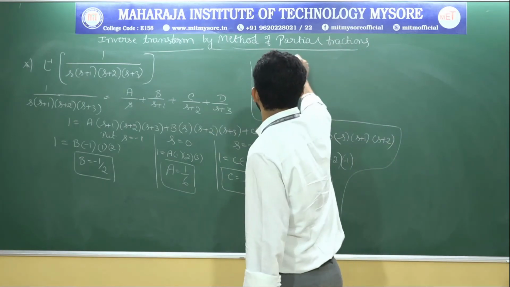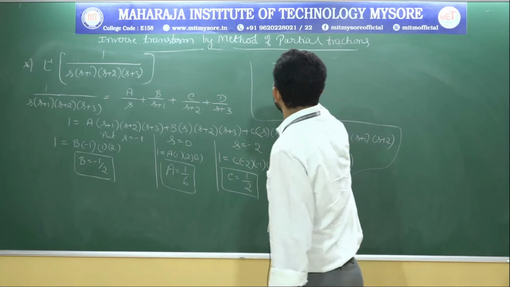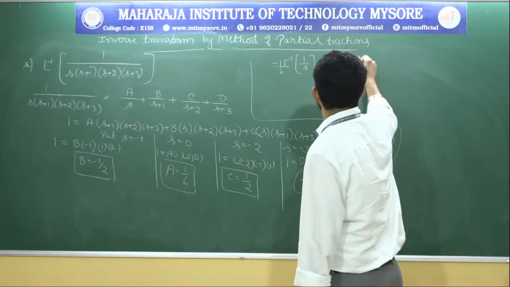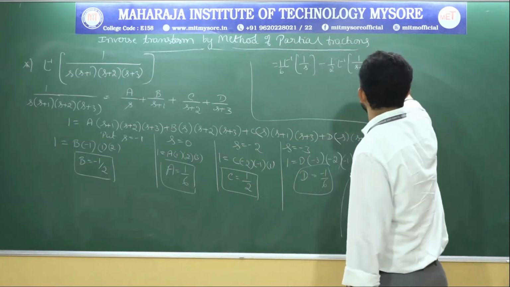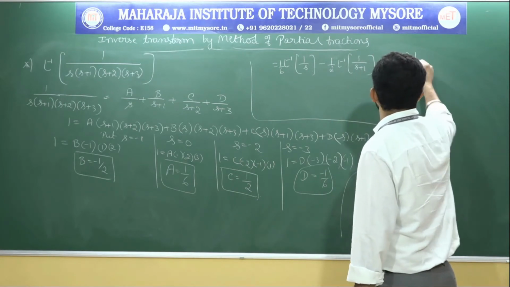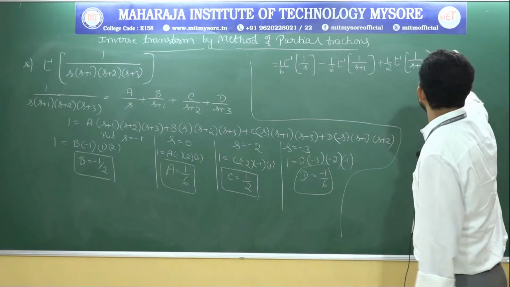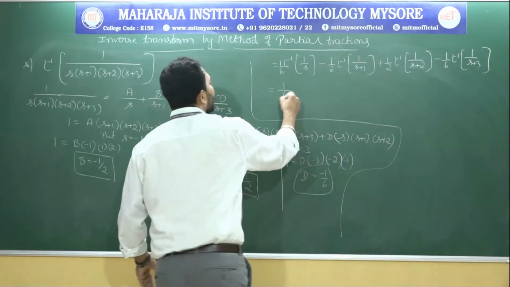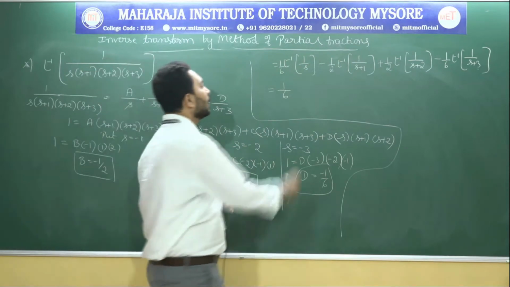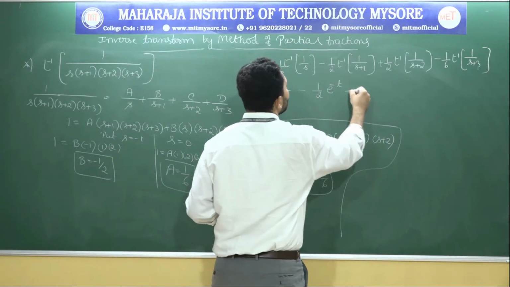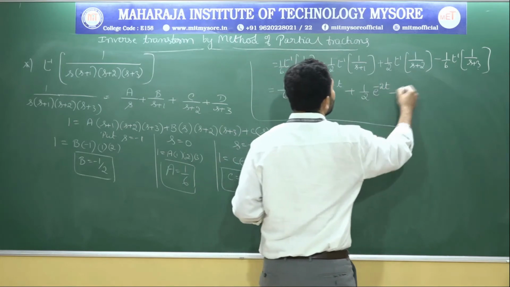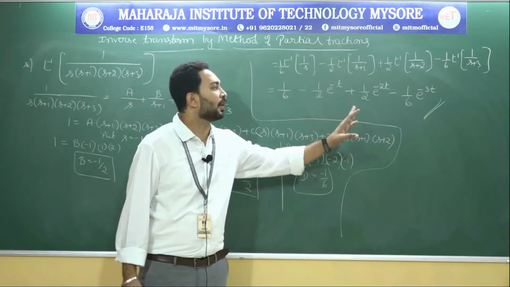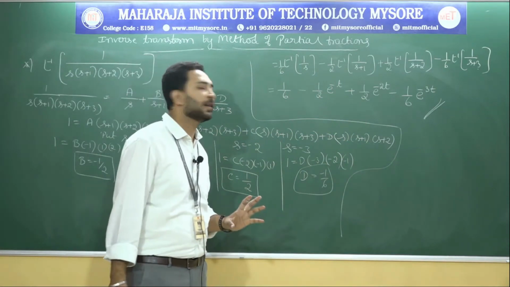Substitute those results here and directly write, I will take L inverse. It is 1 by 6 into L inverse of 1 by s for a. For b it is minus 1 by 2 into L inverse of 1 over s plus 1. For c it is plus 1 by 2 into L inverse of 1 over s plus 2, plus for d it is minus 1 by 6 into L inverse of 1 over s plus 3. So it is nothing but 1 by 6 into 1, minus 1 by 2 into e power minus t, plus 1 by 2 into e power minus 2t, minus 1 by 6 into e power minus 3t, by using L inverse for 1 over s plus 1, 1 over s plus 2, 1 over s plus 3 respectively.